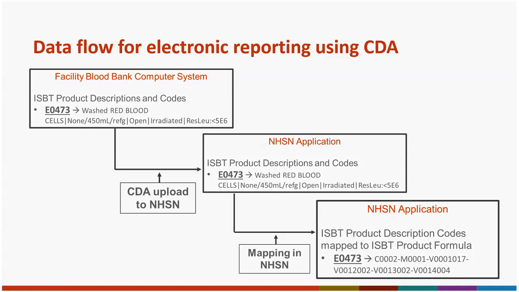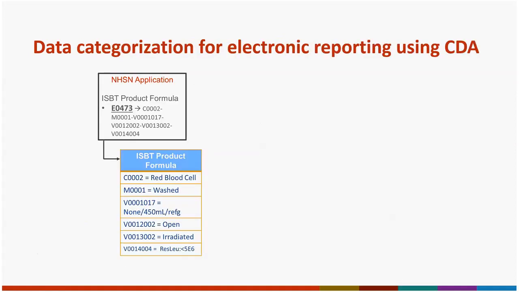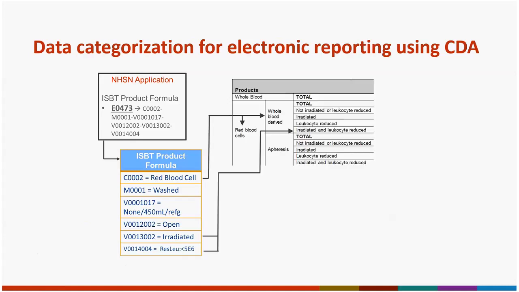The codes within the NHSN application are then mapped to ISBT product formulas. ISBT product formulas contain information on the type of product and any modifications to the product. So the ISBT product formula directly maps to the NHSN denominator form with both product type and the modifications we ask for.